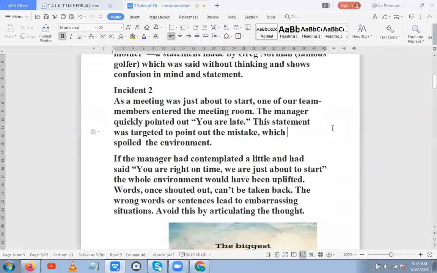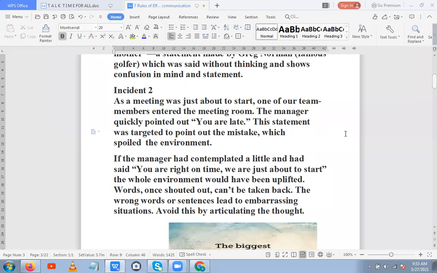As the meeting was just about to start, one of our team members entered the meeting room. The manager quickly pointed out, "You are late." This statement was targeted to point out the mistake, which spoiled the environment.